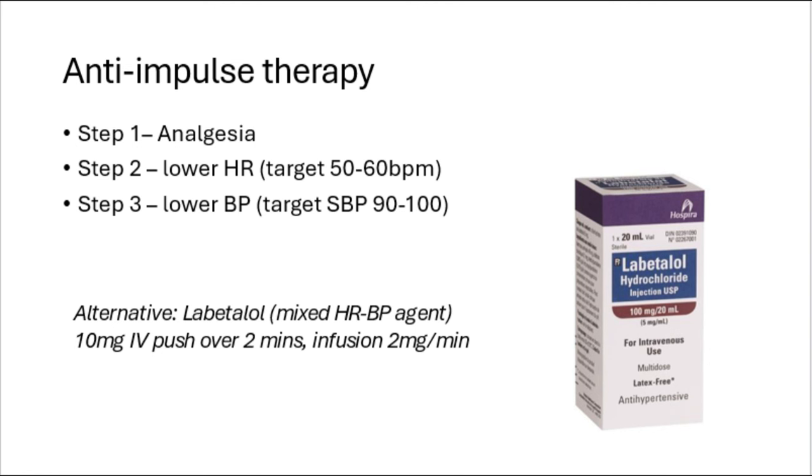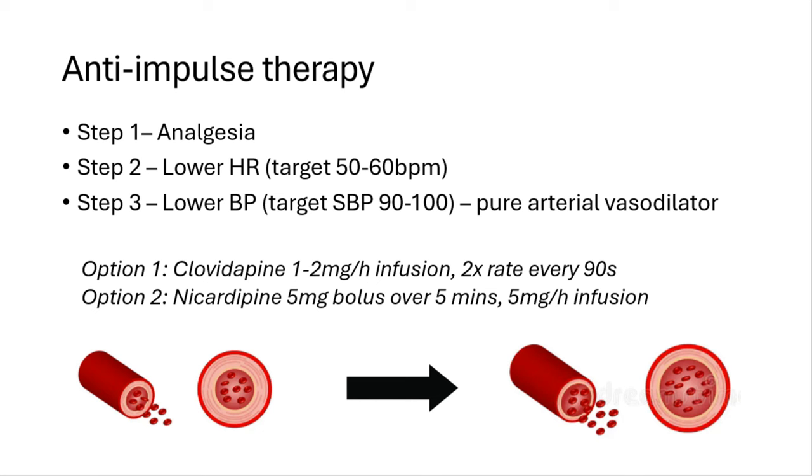And so if you don't have nicardipine or clevidipine, you should really be asking your hospital for these agents, not just for the patient with dissection, but for all of the patients where you are acutely managing blood pressure. Nicardipine is a great agent for subarachnoid hemorrhages, for traumatic intracerebral hemorrhages, for hypertensive encephalopathy, and so on.